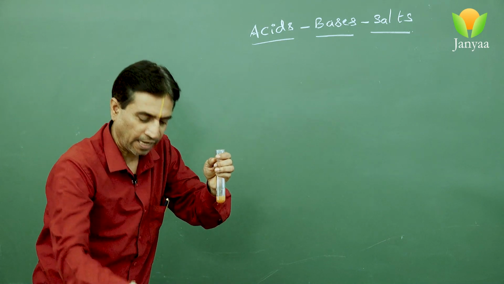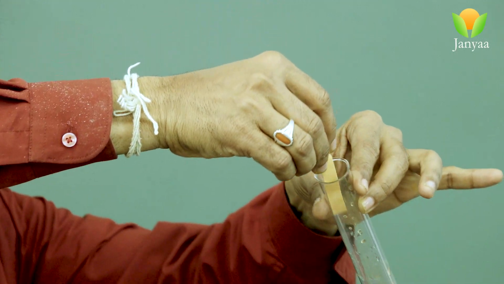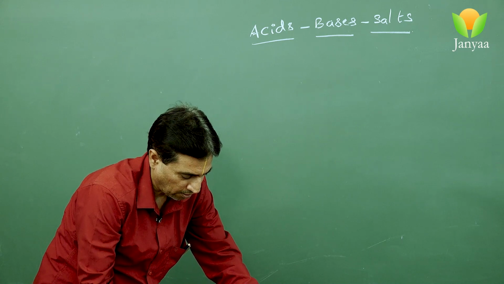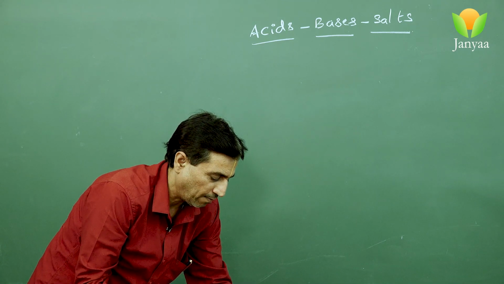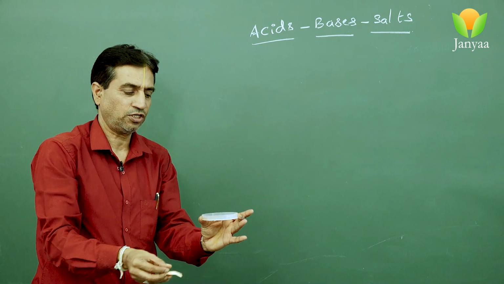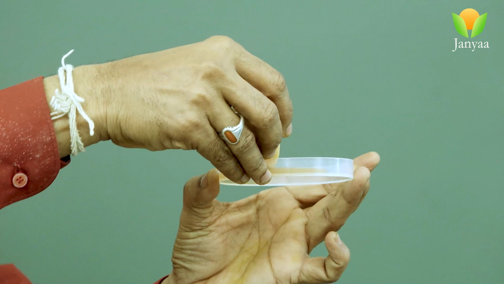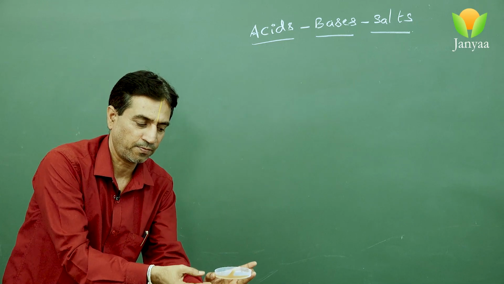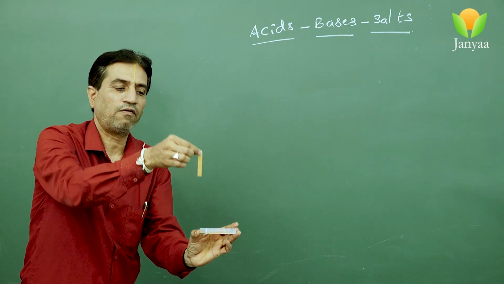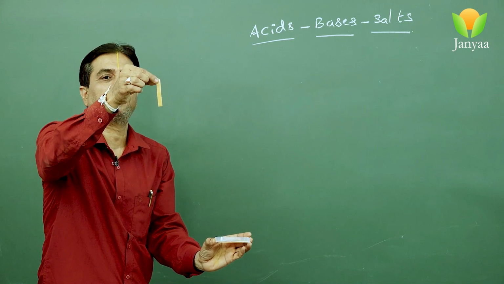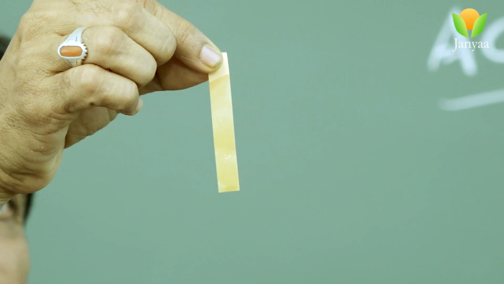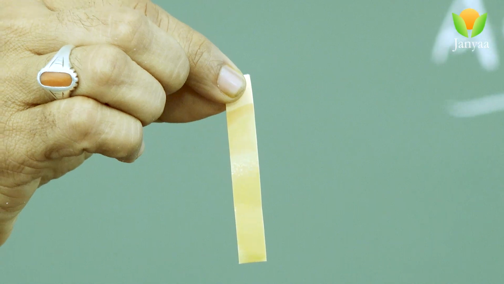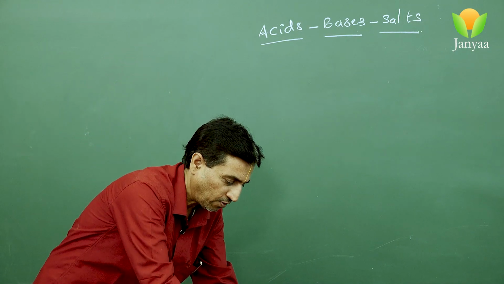You see, I am taking a pH paper and dipping it into the water. I am taking the water into the petri dish. Now I am dipping the pH paper into the petri dish, you see. Now, what have you observed? Did any change come in the pH paper color? What have you noticed? There is no change of color of the pH paper.